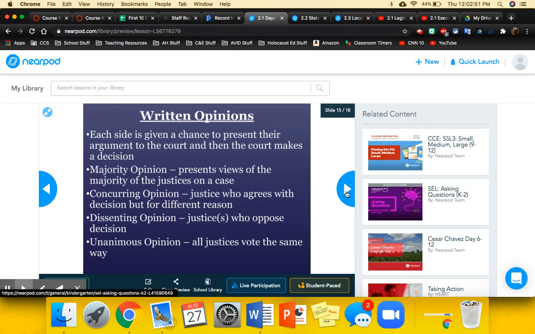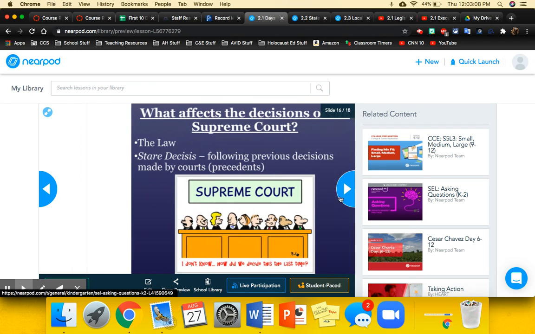So I kind of got it mixed up a little bit earlier. That's my fault. A majority opinion would actually be, if, say, there was a case and it was a 7-2 decision, right? The majority would be the 7. The 2 would be the dissenting opinion there. Unanimous means all 9 justices vote the same way.